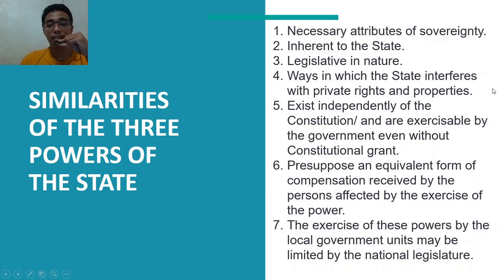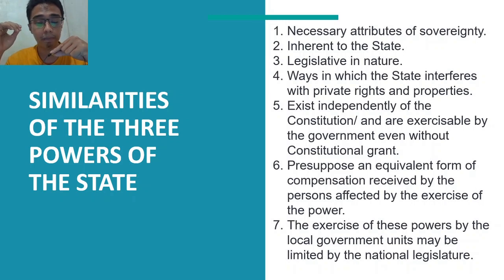Number five, exist independently of the Constitution and are exercisable by the government even without constitutional grant. So, yun nga, hindi necessary ang Constitution, hindi necessary ang mga laws for the government or the state to have these three powers. Number six, presuppose an equivalent form of compensation received by the persons affected by the exercise of the power. So, for the three powers, there is a supposed equivalent form of compensation.